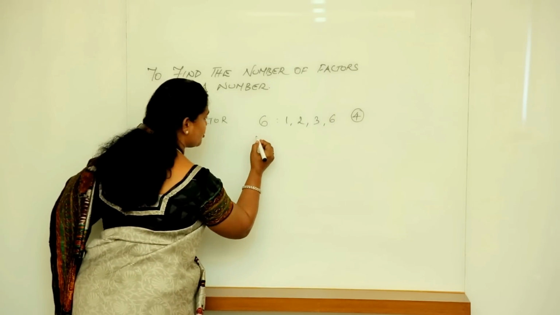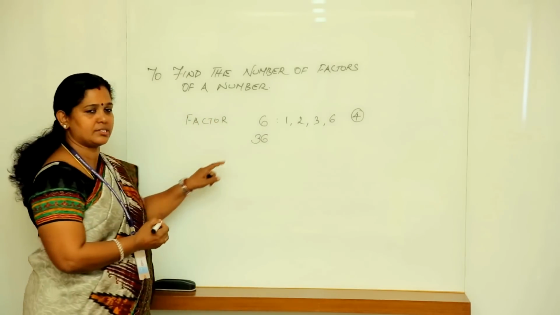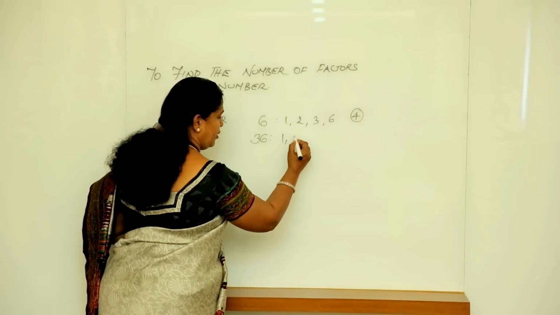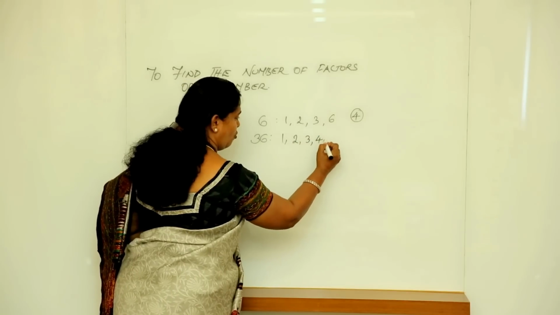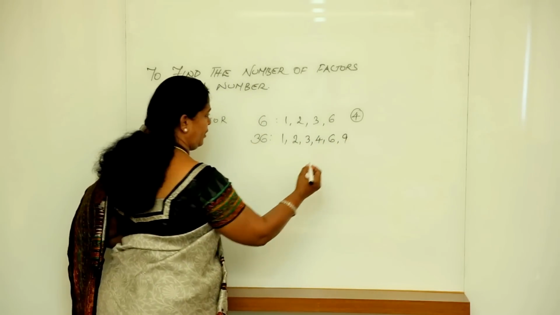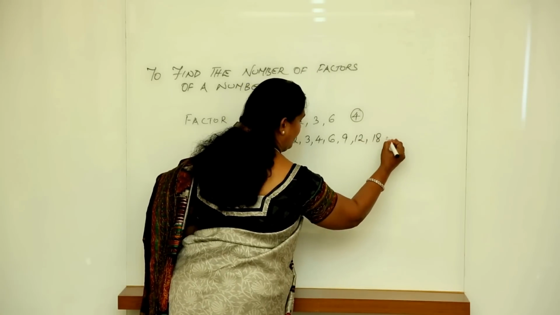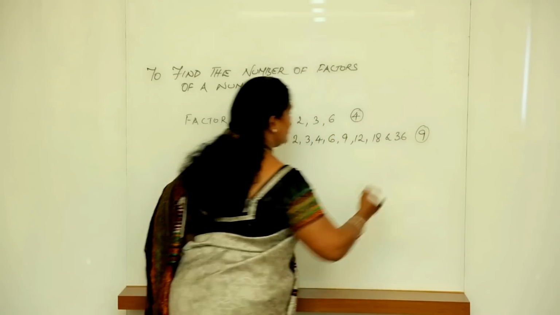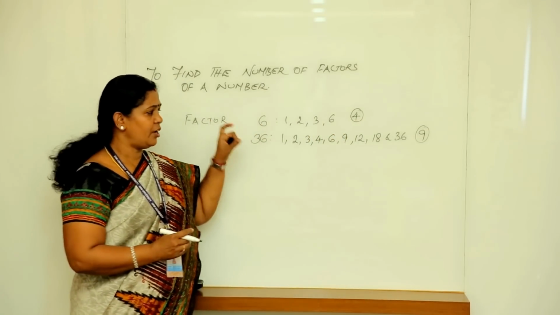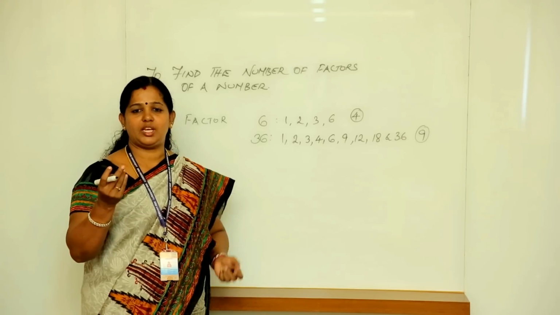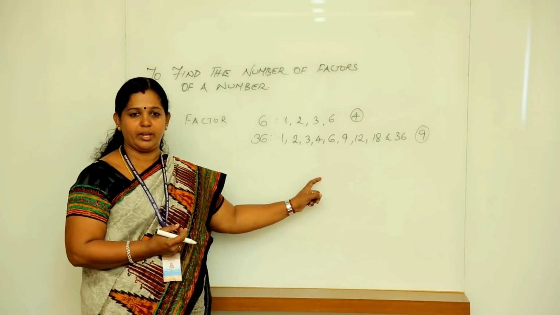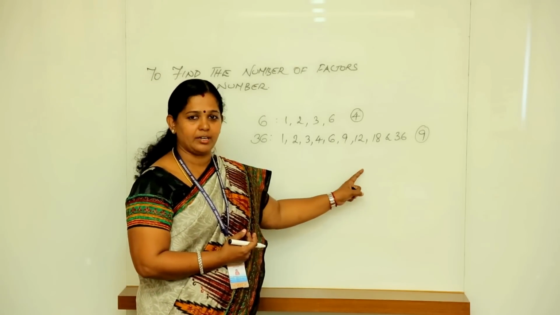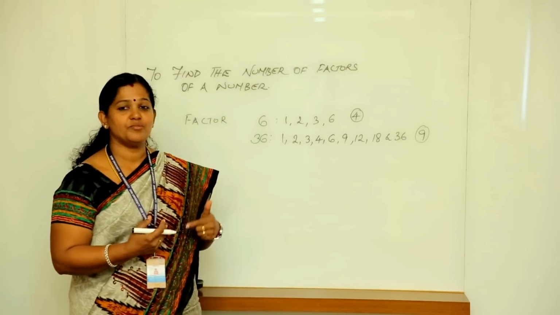Let me proceed further to a number called 36, a 2-digit number. The factors of 36 are 1, 2, 3, 4, 6, 9, 12, 18 and 36. So, this counts to 9 numbers. So, 36 has 9 factors. If the numbers are very small, you can just keep counting them and conclude how many factors there are. If it goes bigger and bigger, listing out the factors like this and concluding becomes very difficult.